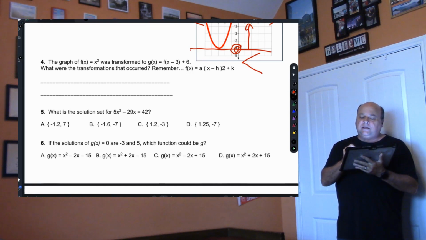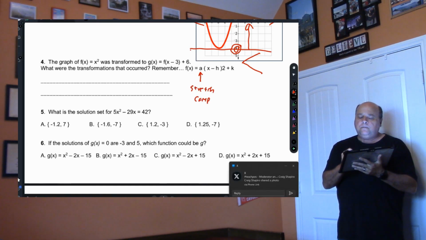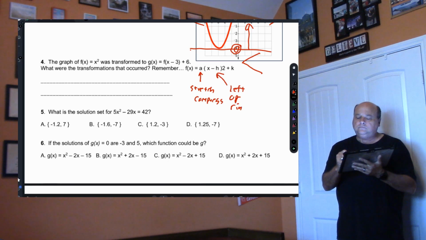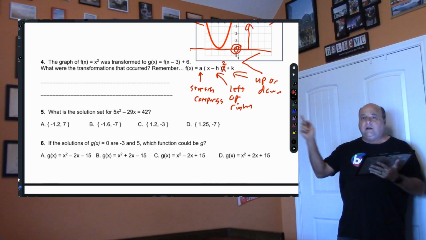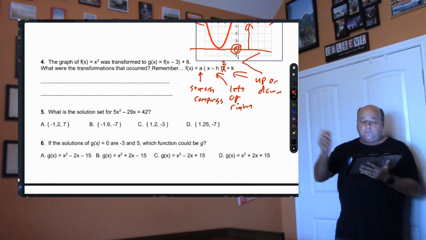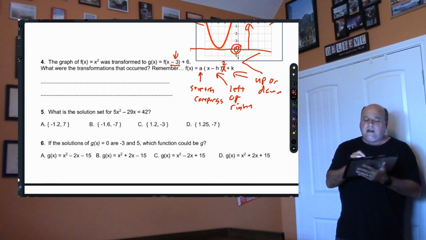You need to remember this. This is huge. This is going to stretch or compress it. This is going to move it left or right, but it's opposite. And this number moves it up or down, okay? And this really right here should be to the second power, okay? So we're going to move it left or right, up or down, and we're going to stretch or compress it. Now then, look at this. This is my left or right number, and this is my up or down number.